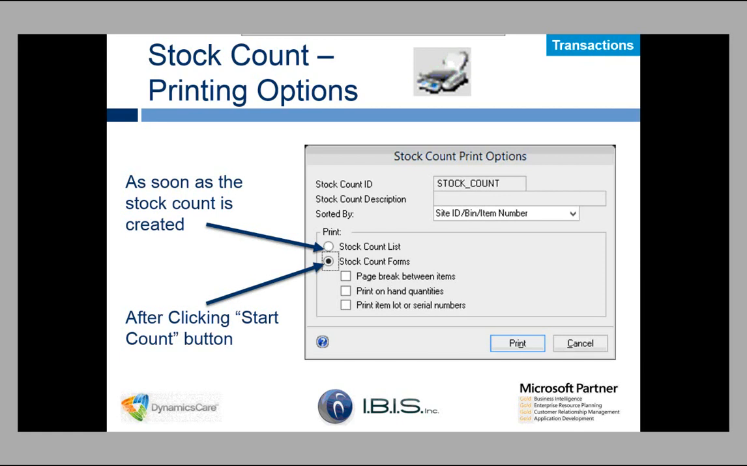You can also sort by site ID, bin, or item number in any of those orders. So if you wanted to print item number, then bin, then site ID, you could choose that from the drop-down list.